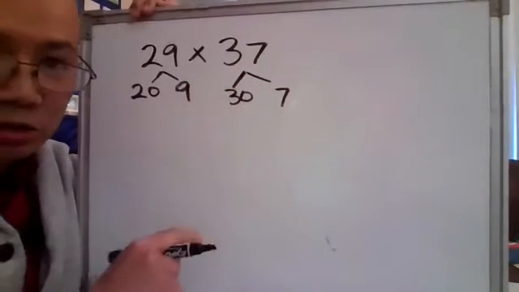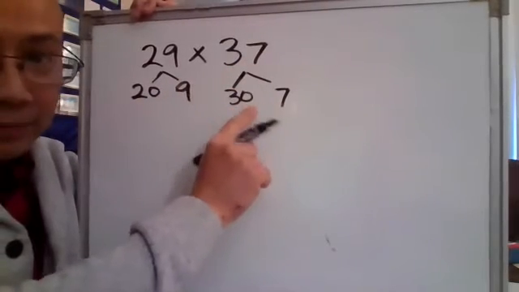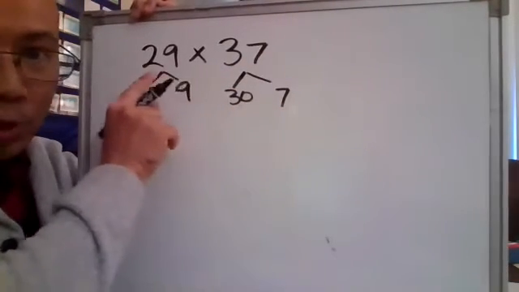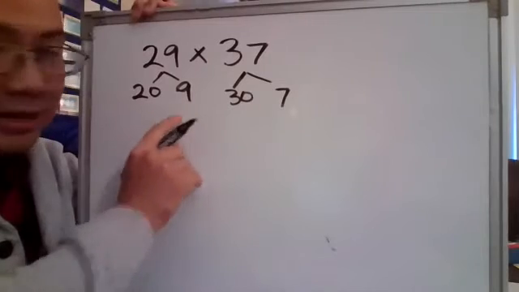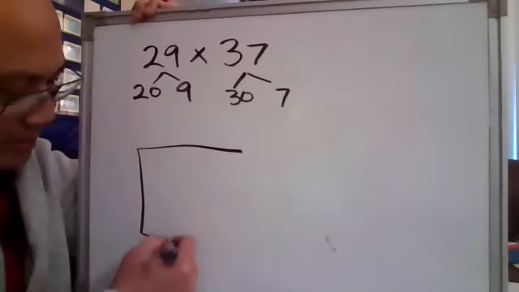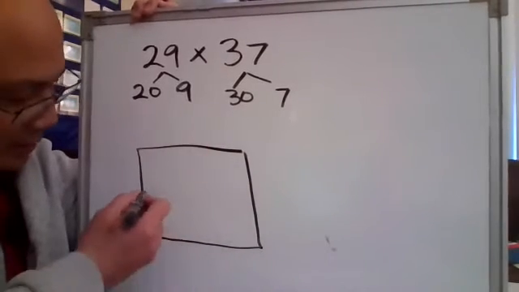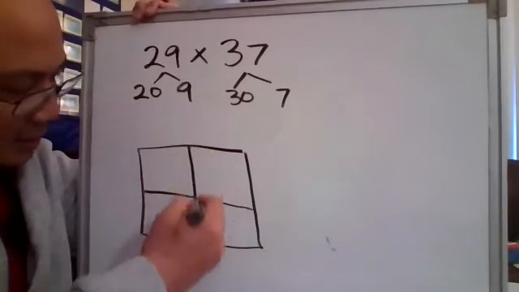The more you say it to yourself, the more it'll make sense. 37 is 30 and then 7 ones. 29 is 20 and then 9 ones. Now I'm going to make my box to help me see the numbers that make up this equation. These numbers are inside this equation.